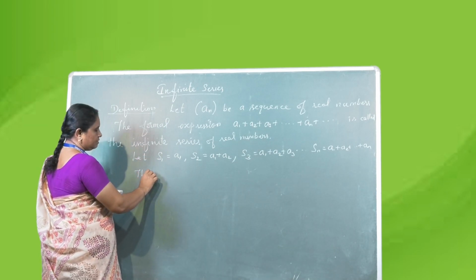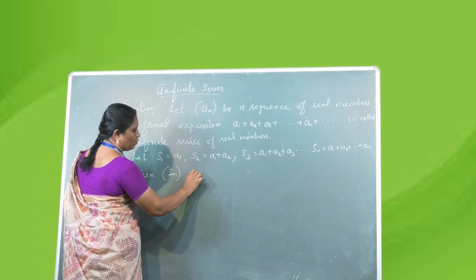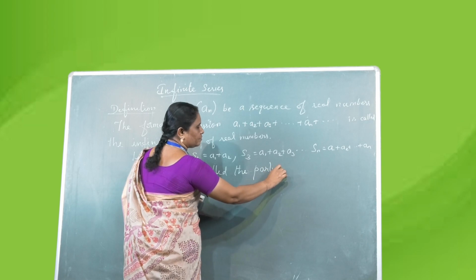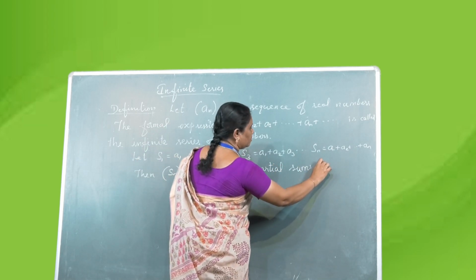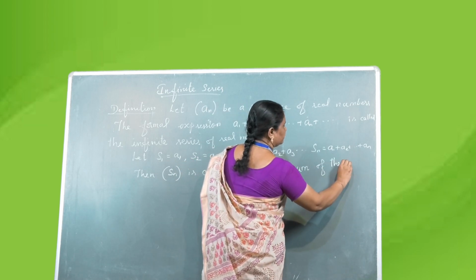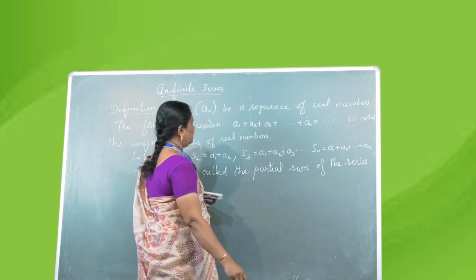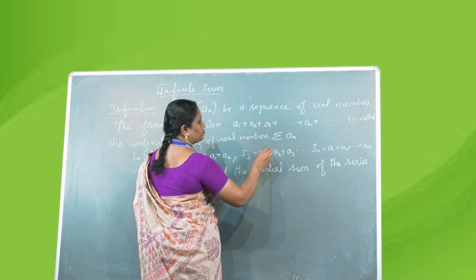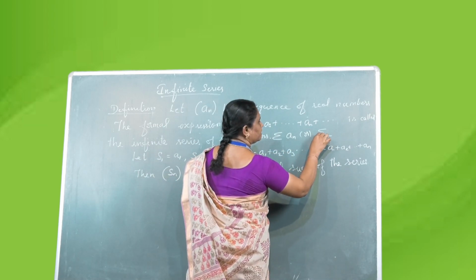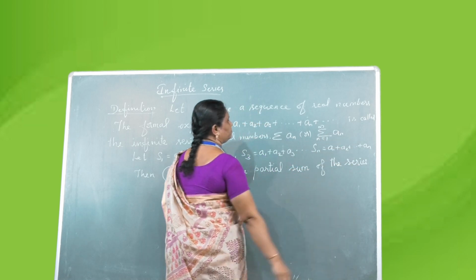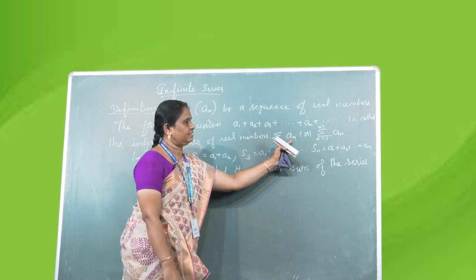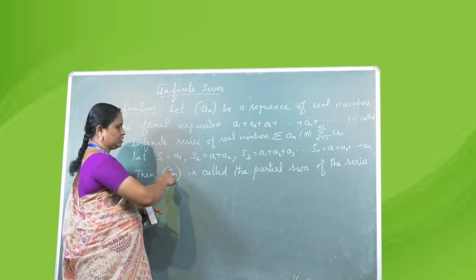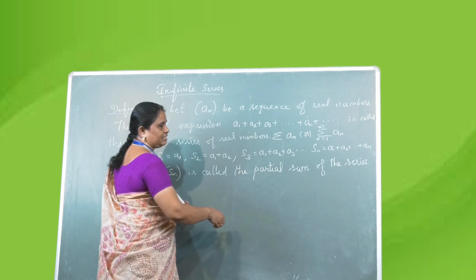Then the sequence sn is called the partial sum of the series, and this series of real numbers is denoted by summation an, or summation n equal to 1 to infinity an. So the infinite series is denoted by summation an, and this sequence sn is called the partial sum of this series summation an.